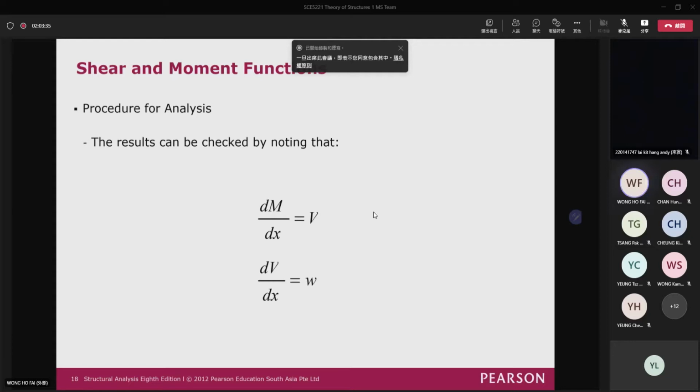To check the validity of the shear force and the bending moment function, we can use this relationship: dM/dx is equal to V, and dV/dx is equal to w. The physical meaning is that dM/dx is the slope of the bending moment diagram, which equals the shear force value.